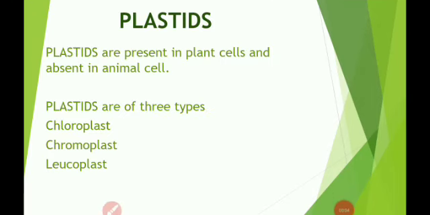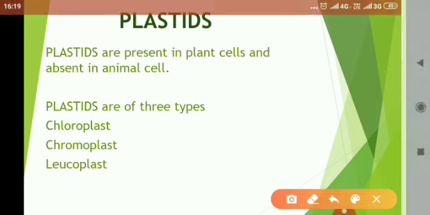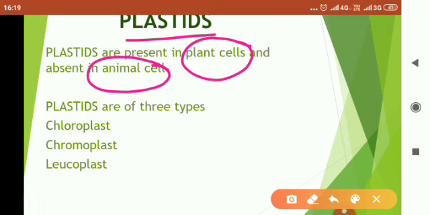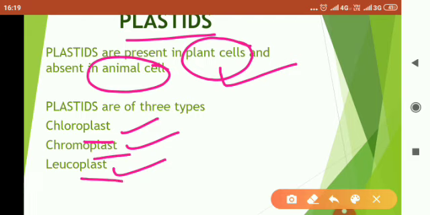Let's start with the first structure today, that is plastids. Plastids are the cell organelles present in plant cell and they are absent in animal cell. इसका मतलब कि plastids plant cell में present होते हैं और animal cell में absent होते हैं. And plastids are of three types: chloroplast, chromoplast and leucoplast. प्लास्टिड्स तीन तरीके के होते हैं: क्लोरोप्लास्ट, क्रोमोप्लास्ट और ल्यूकोप्लास्ट.